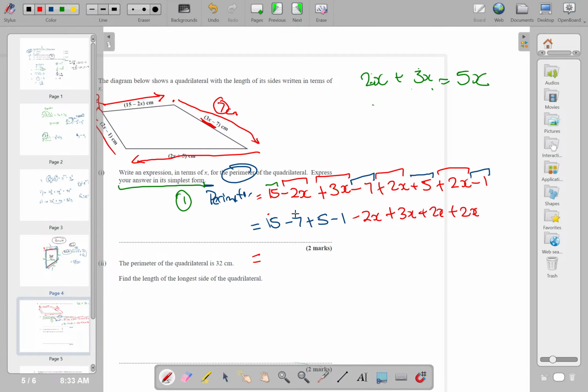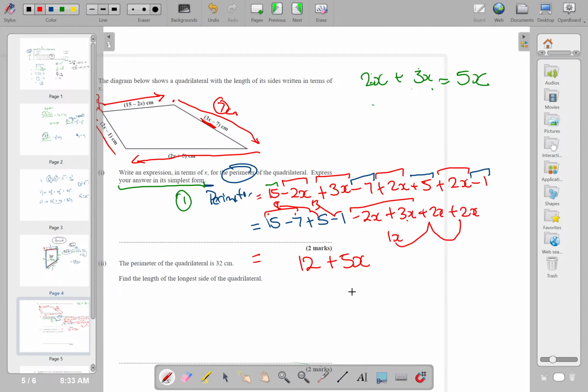So we know 15 minus 7. Don't use a calculator. Using the brain, please. This is 8. 8 plus 5 gives me 13. 13 minus 1 gives me 12. Then now, negative 2 plus 3x. I owe you 2 and I have 3, so how much would I have now? One of them. 1 plus 2 gives me 3, 3 plus 2 gives me 5. So I'm going to have a positive 5x here.